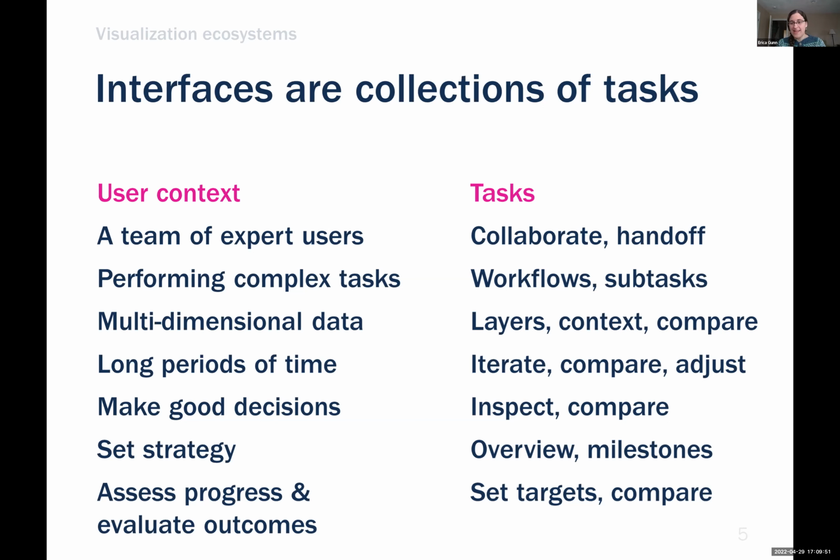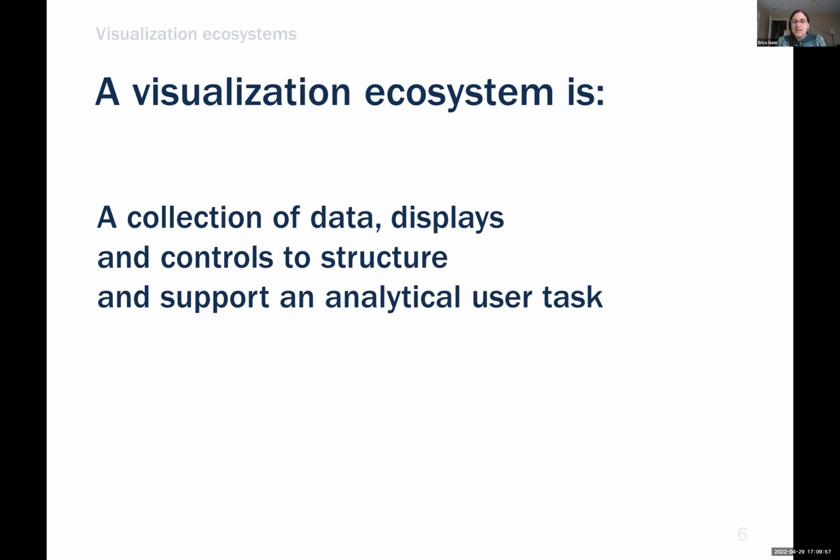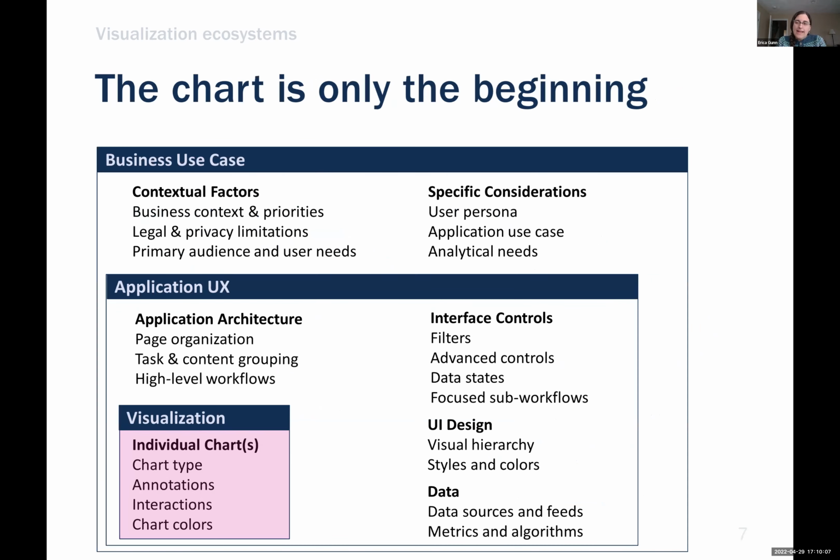So interfaces are collections of tasks. We can think about all the different things that a user needs to do in those cases. And a visualization ecosystem is basically, in my mind, just the collection of all the data, displays, and controls that structure and support a particular task for a particular user. And very often, as a visualization designer, you're going to be asked to work down here on the individual chart, pick the chart type, maybe put some annotations in there, think about some interactions, tell us which chart colors are best, right? You're going to be asked to do some fairly isolated things, but I really think that this actually works across the whole spectrum of the product context.